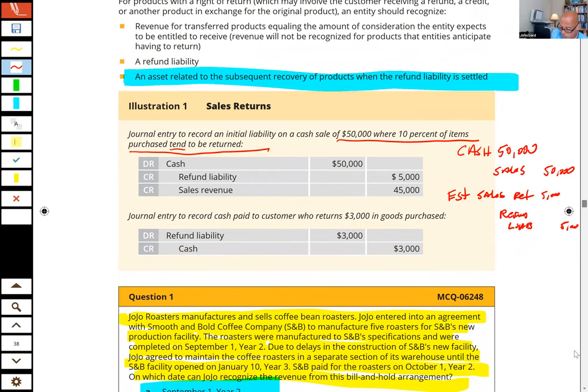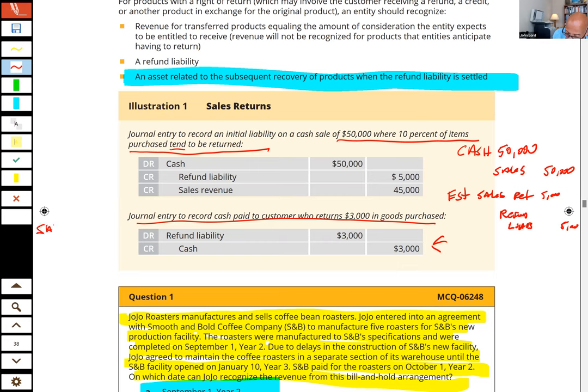Then, when the stuff gets brought back, 3,000 so far, then you would go ahead and do what? You would debit the refund liability and credit the cash for that money that you're returning, for whatever the returns are. Now, what is the impact on the income statement?